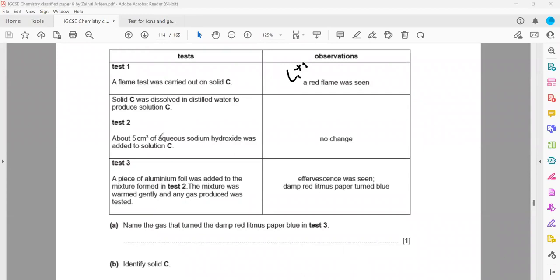Then 5 cm cube of sodium hydroxide. Group 1 and 2 compounds usually don't give a precipitate, so there's no visible change. That's why no precipitate forms. Then we add aluminium foil after sodium hydroxide. This is now a test for nitrate. Effervescence was seen and ammonia is produced. Ammonia gas is released, and this confirms that there's a nitrate ion.